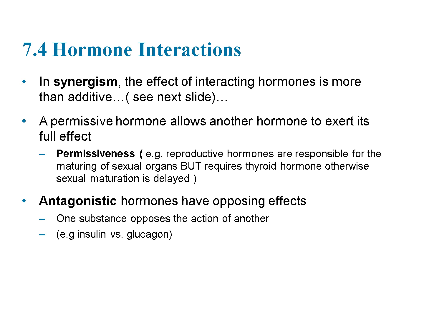Second, permissiveness occurs when one hormone allows another to exert its full effect. For example, reproductive hormones control the maturation of sexual organs, but this process requires thyroid hormone. Without it, sexual maturation is delayed. Finally, antagonism happens when one hormone opposes the action of another. A common example is insulin, which lowers blood glucose levels, while glucagon raises them. These interactions ensure balance in growth, metabolism, and other essential processes.